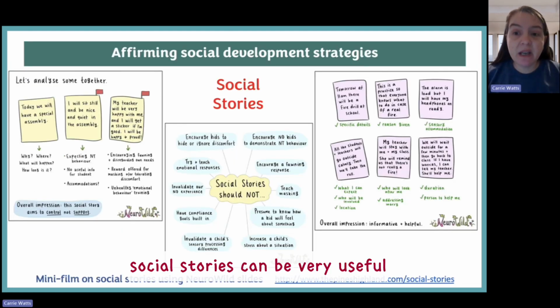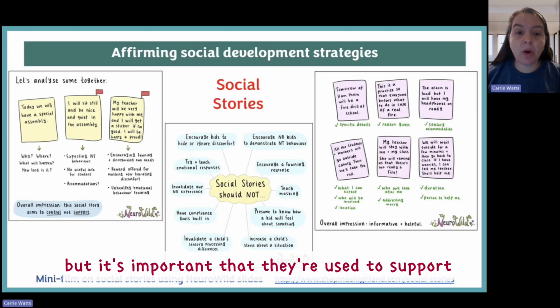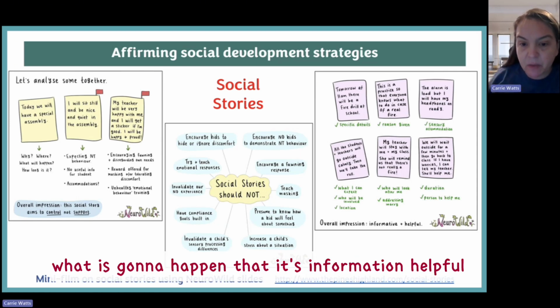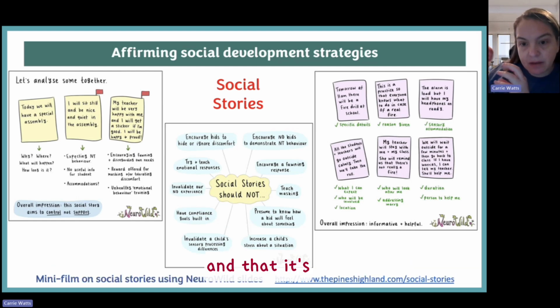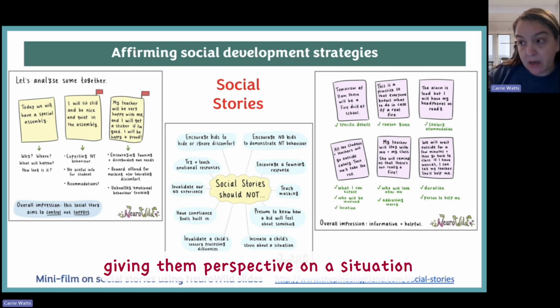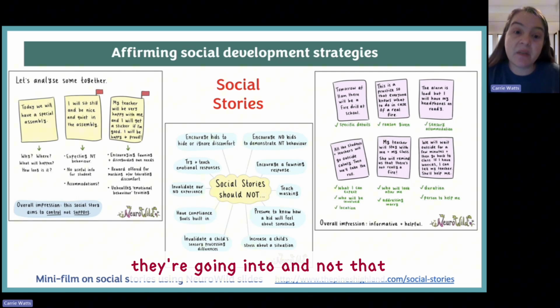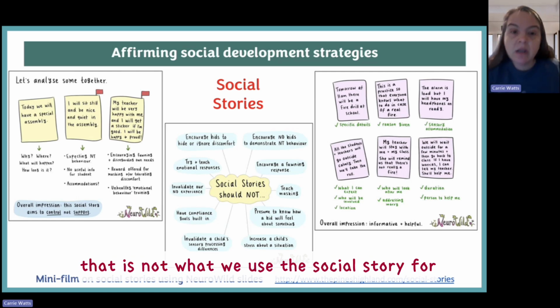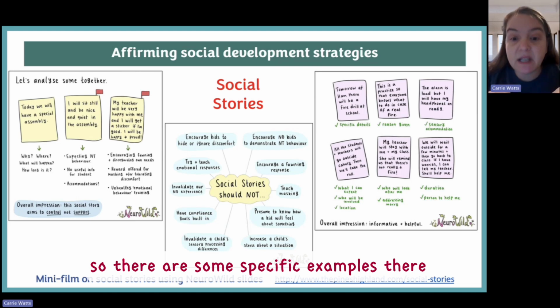Social stories can be very useful, but it's important that they're used to support a young person to understand what is going to happen, that it's information helpful, and that it's giving them perspective on a situation they're going into, and not that it's being used to control their behavior. That is not what we use a social story for. So there are some specific examples there.